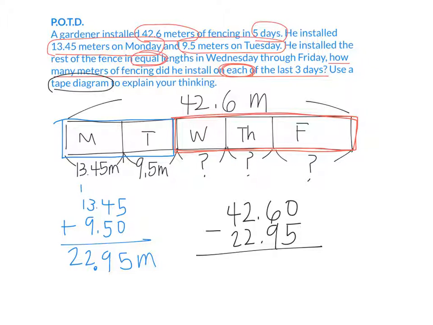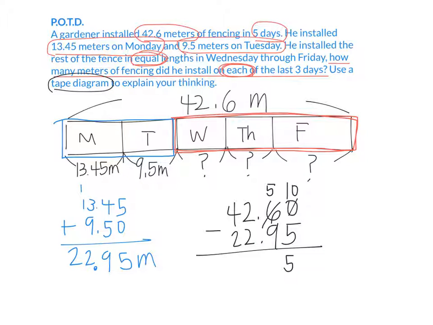Good. When I do 0 minus 5, I get negative 5. So what do I need to do? Regroup. So I'm going to take 1 tenth. How many tenths do I have left? Okay, and how many hundredths do I have now? 10. Good. So if I have 10 hundredths and I want to take away 5 of them, how many hundredths do I have? 5. Okay.